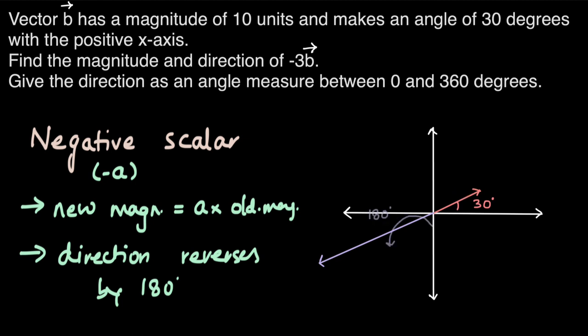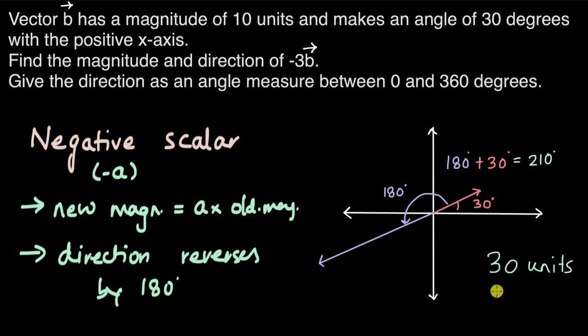So now the angle that the new vector is making will be slightly over here. The angle that the new vector is making will be this 180 plus this 30. It will be a combination of both, 180 plus 30, and the new angle would be 210 degrees. So we can write that over here: the magnitude is 30 units, and the new angle that it is making, the direction, is 210 degrees from the positive x-axis.